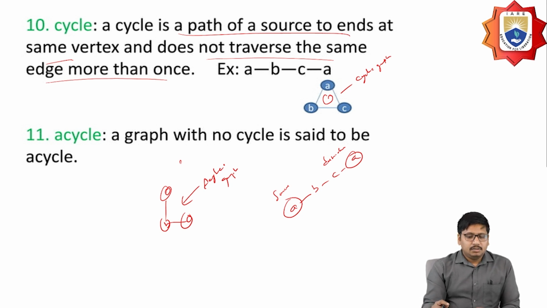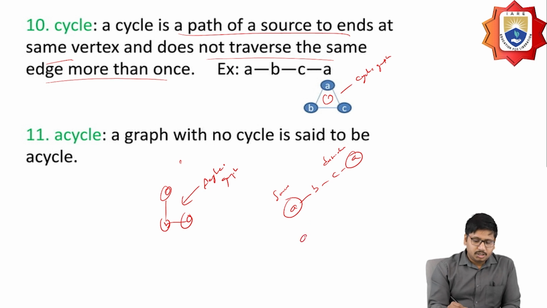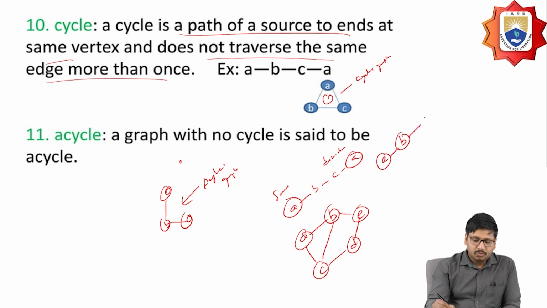Here is a graph. Suppose I'm going to consider another cycle: A, B, C, D, E. What is the path from source A to A? The source is A. You can go from A to B, B to C, C to A. Otherwise, A to B, B to E, E to D, D to A.